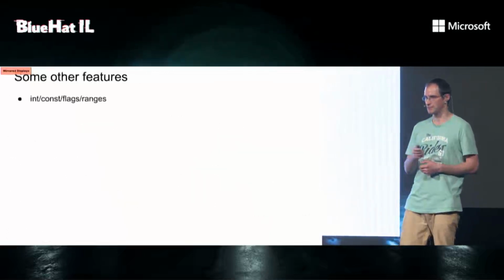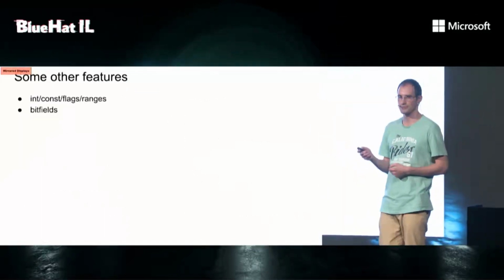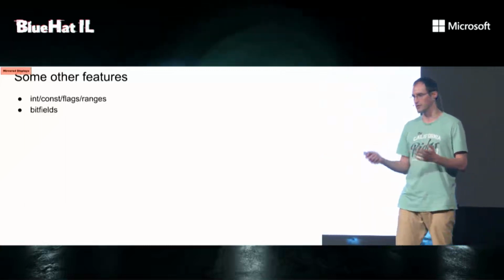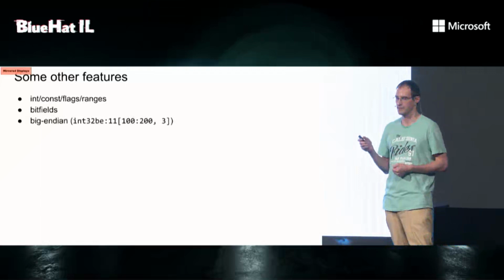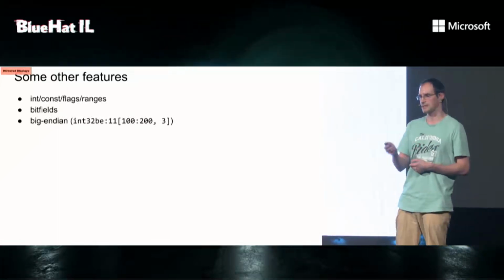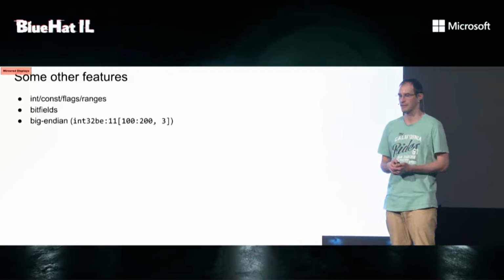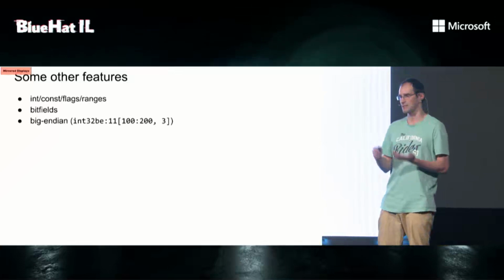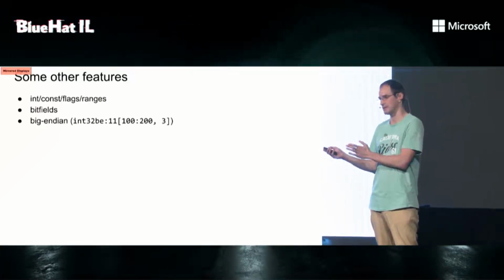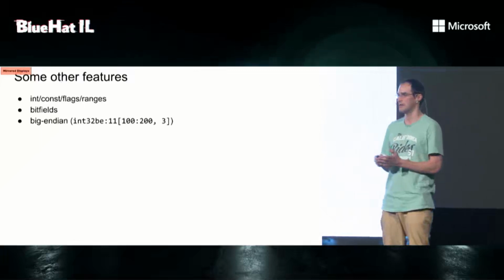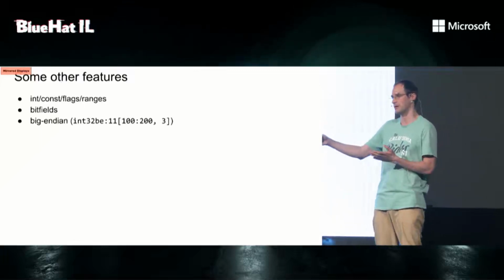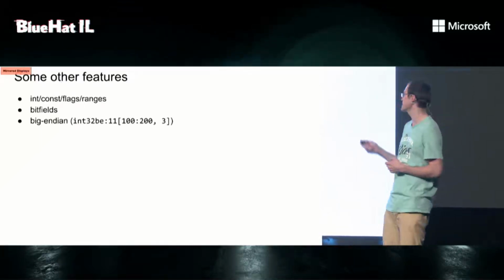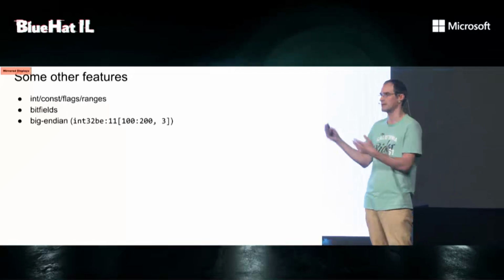Okay, and some other features I will mention briefly. So we have plain integers, we have constants, we have flags, which work like C enums. We have ranged integers, we have support for bit fields, also big endian integers, and you can say, for example, something like int32, which is big endian, so you need to swap bytes, but it's in the middle of a bit field and only takes 11 bits. And for the values, we want values in the range from 100 to 200 with a step of 3, so 100, 103, 106. So it's a bit of an extreme example, but all those features are composable, and you can write this.